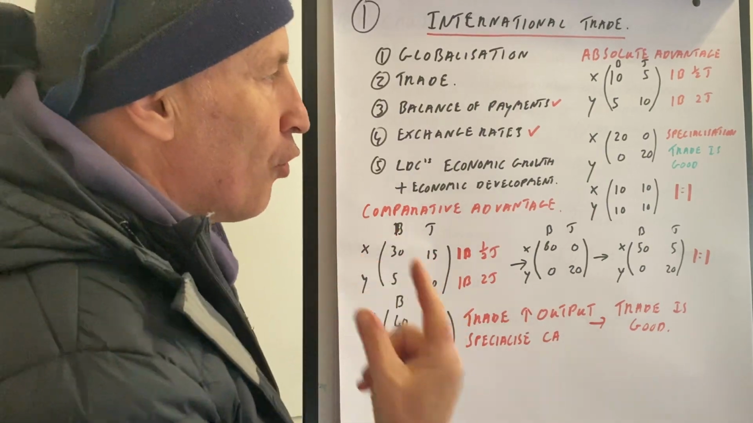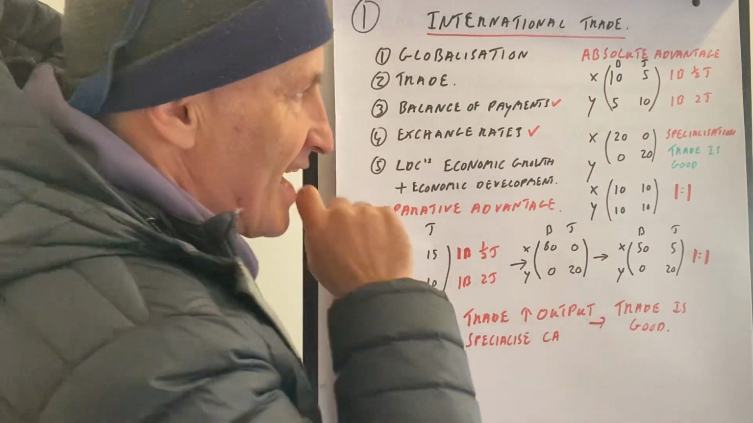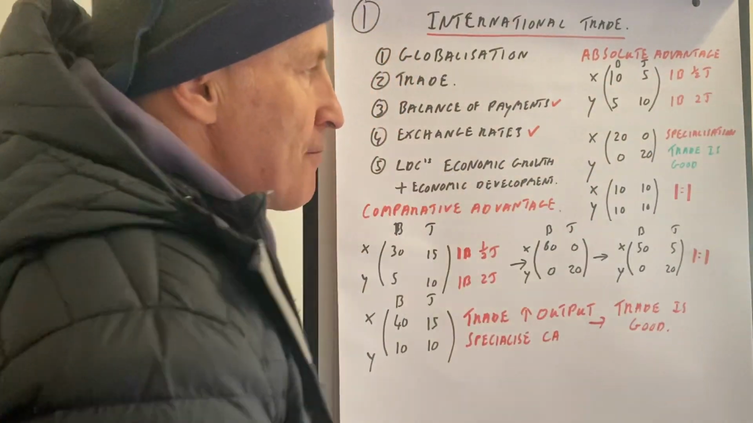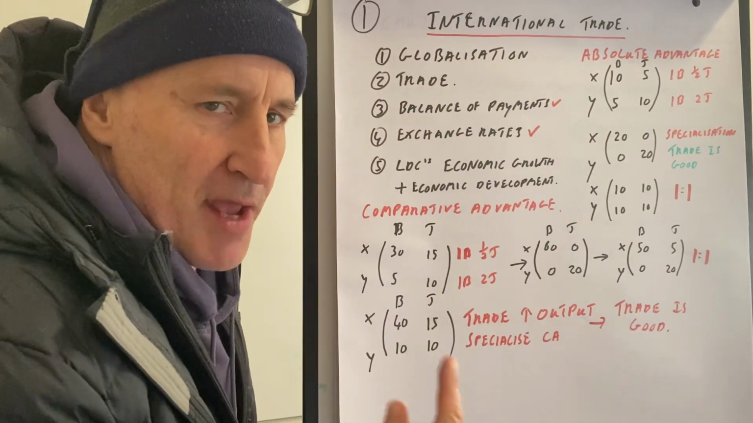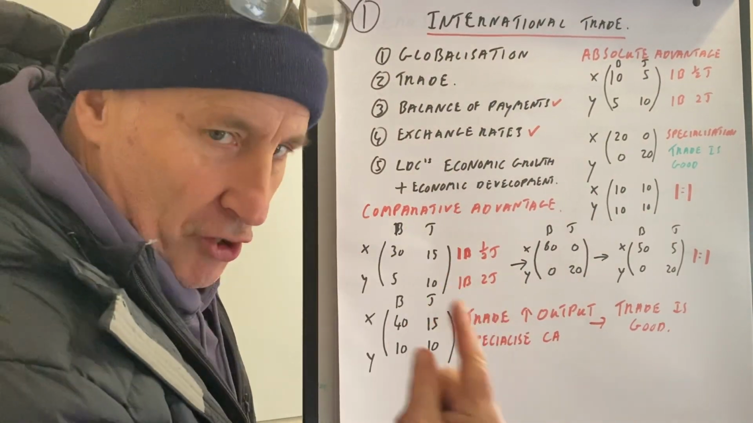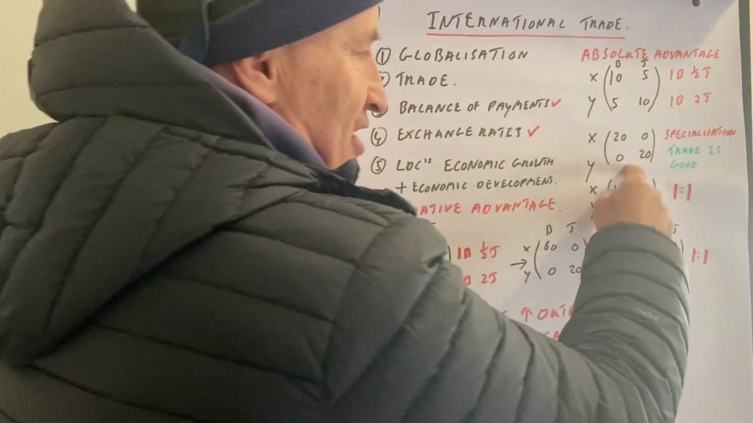Okay, so you always trade between the opportunity cost ratios. So in this case, one bread is equal to half a jam, and in this case, one bread is equal to two jam. So we're going to trade between the two of them, so why not trade on a one-on-one basis? Okay, so we have this complete specialization over here.